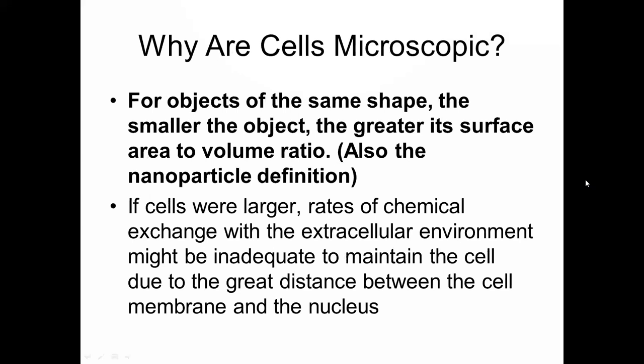So why are cells microscopic? For objects of the same shape, the smaller the object, the greater its surface area to volume ratio. Interestingly, this is a definition that we talk about all the time in nanotechnology, because this is the definition of a nanoparticle, that it has a high surface area per unit volume. As a corollary, if cells were larger, the rates of chemical exchange with the extracellular environment might be inadequate to maintain the cell, due to a greater distance between the cell membrane and the nucleus.